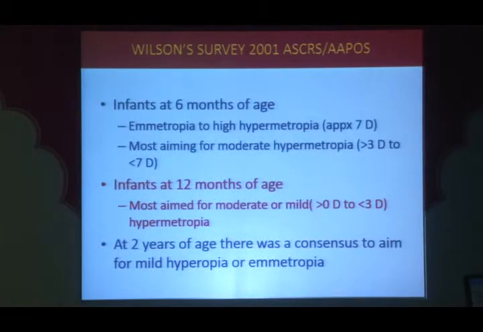There was a survey carried out by Wilson et al. in 2001 among the ophthalmologists who were members of ASCRS and AAPOS, and they recorded the responses and what their practices are. What they noted was that for infants less than 6 months of age, most of the ophthalmologists were aiming for moderate hypermetropia ranging from 3 to 7 diopters. Few were aiming for high hypermetropia and few were aiming for emmetropia. For infants at 12 months of age, most aimed for mild hypermetropia of 0 to 3 diopters. And at 2 years of age, there was a consensus among the AAPOS members to keep a child mildly hypermetropic or emmetropic.